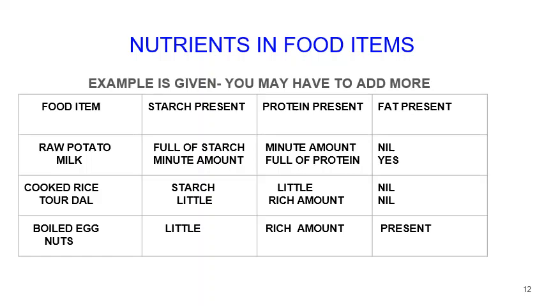Think of nuts like groundnut, cashew nut, badam, pista. All these things contain a small amount of starch. They contain a very rich amount of proteins and they contain some fats. Therefore, normally young people are advised to eat more nuts rather than potatoes.